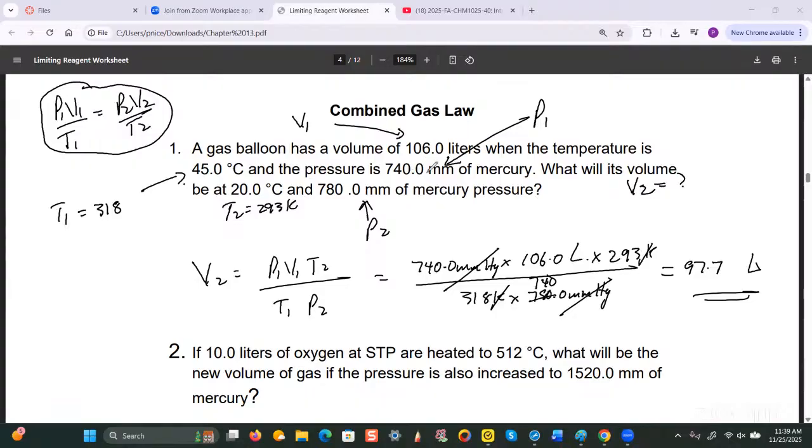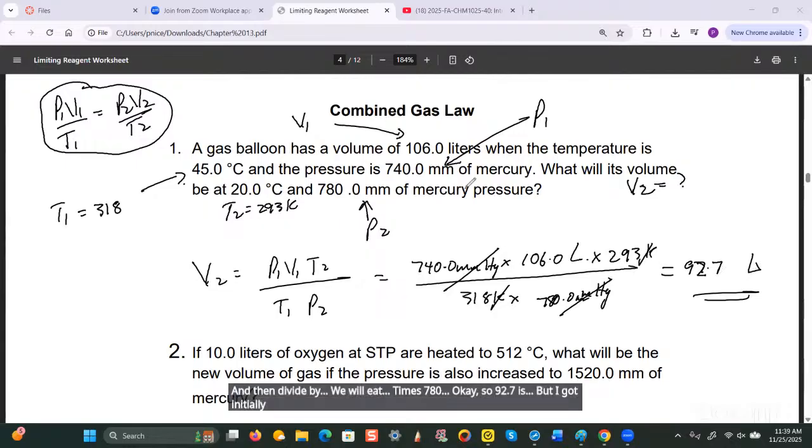That's P1. Okay, so I'm sorry, folks. I don't know what's going on with me and my brain today. I was right initially, because P2 is 780. So let me put this back here. Okay, let me do this one more time. 740 times 106 times T2, which is 293, and then divide by 318 times 780. Okay, so 92.7 is what I got initially. So that should be correct, all right?